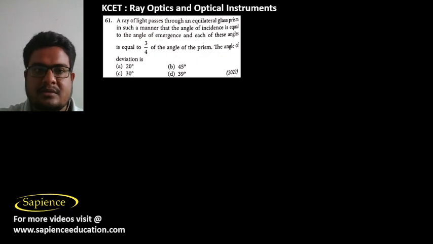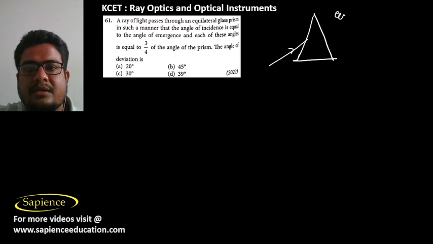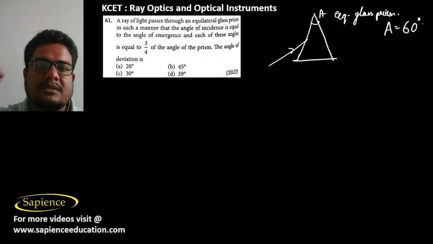Then in question number 61, it is told a ray of light passes through an equilateral glass prism. Equilateral glass prism means that the angle of the prism A equals 60 degree. Angle of the prism is 60 degree.